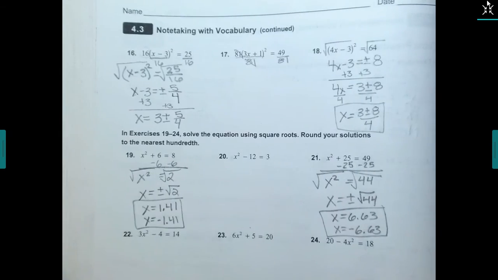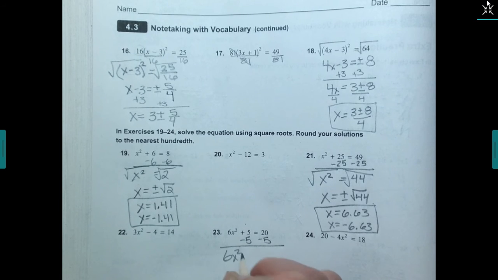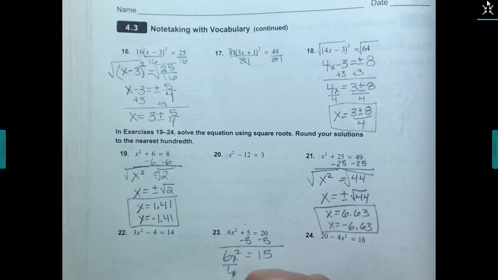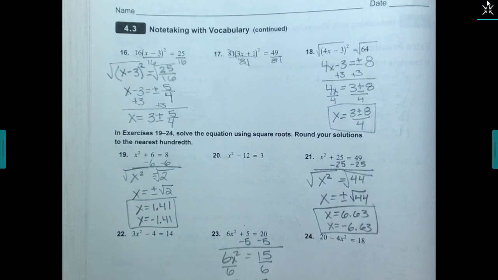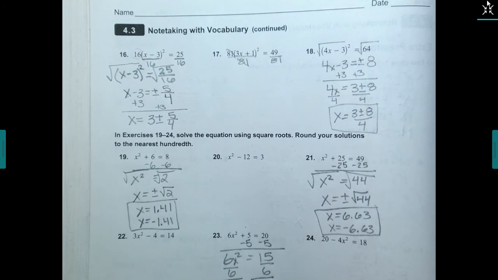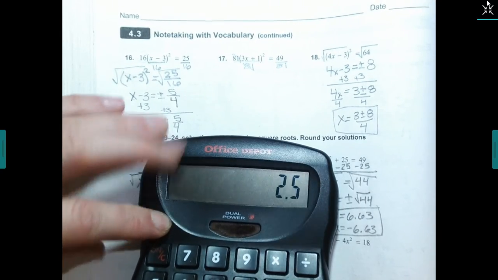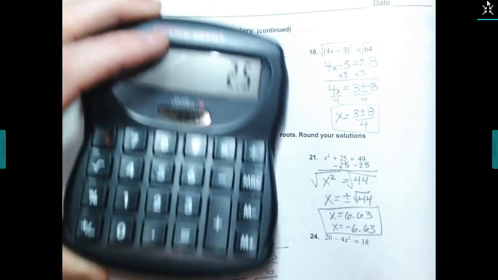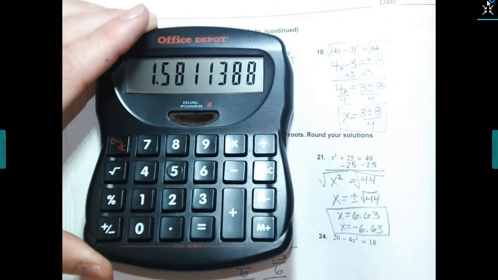All right, last one for you guys. Here we go. Minus 5. 6x squared equals 15. Divide by 6. So I get x squared equals 15 over 6. Square root both sides. I get x equals plus or minus the square root of 15 over 6. So what I'm going to do first is 15 divided by 6 is 2.5. And then I'm going to find the square root of that. Don't forget the square root.